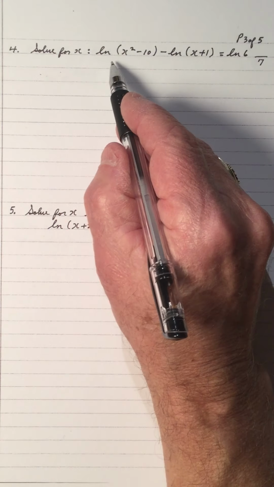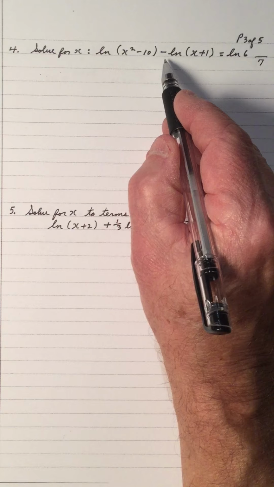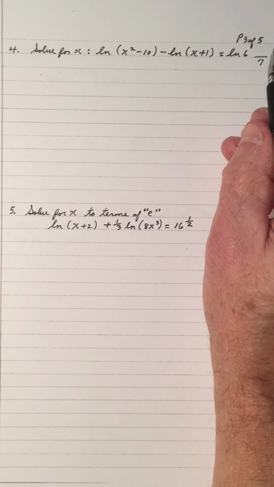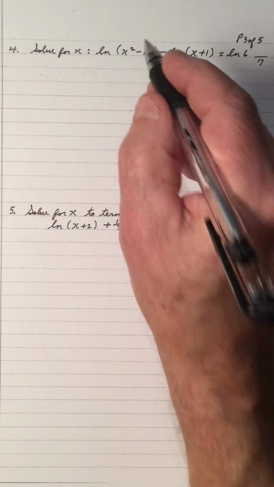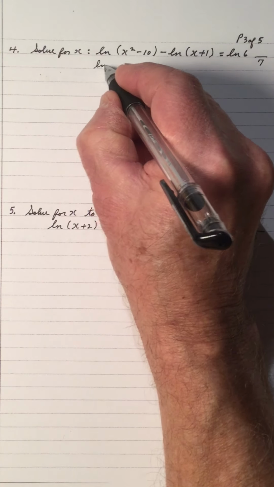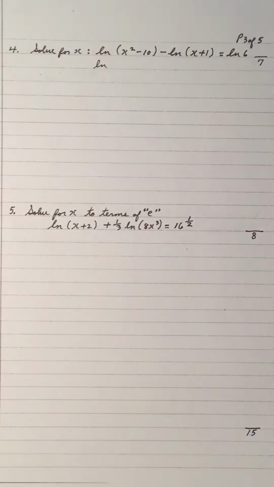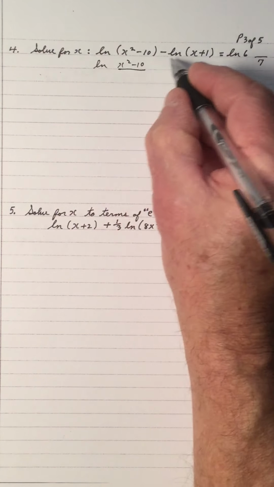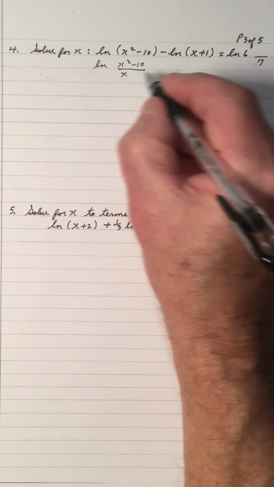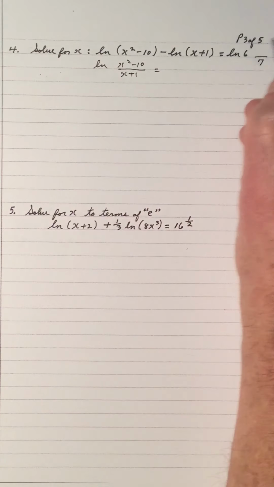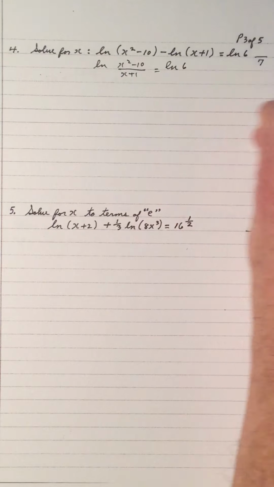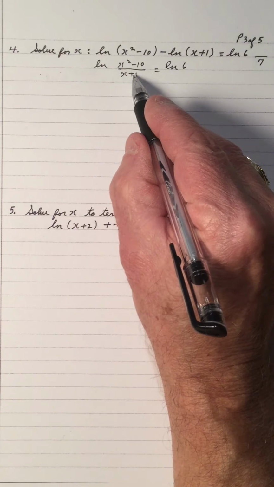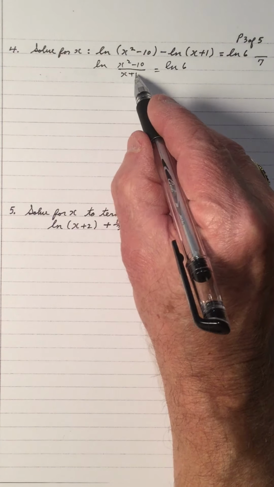Solve for x. We have ln of x squared minus 10 minus the ln of x plus 1 equals the ln of 6. We have lns on left and right, so we'll reduce or simplify each side to a ln. So this is x squared minus 10. The subtraction of 2 lns is a division, so it's x squared minus 10 divided by x plus 1.